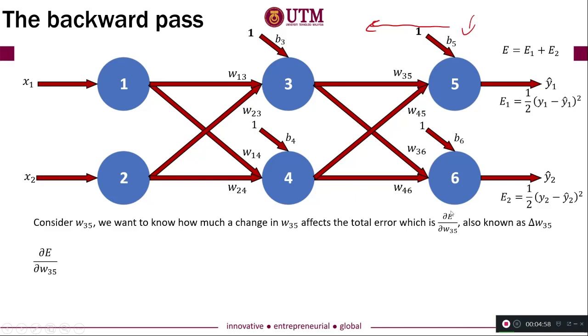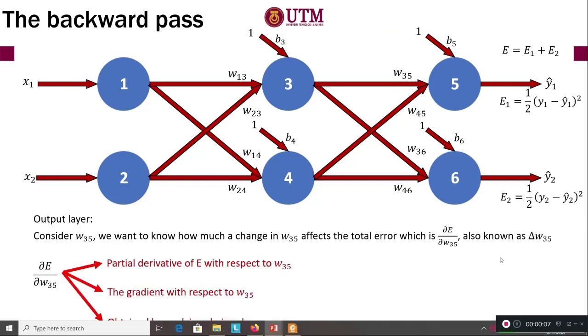So the meaning of del E del W35 is the total change that makes this error happen, or in other words, how much W35 contributes towards resulting in this error. So that's why we need to find del E over del W35. There's a little bit wrong in this statement there. This is not also known.